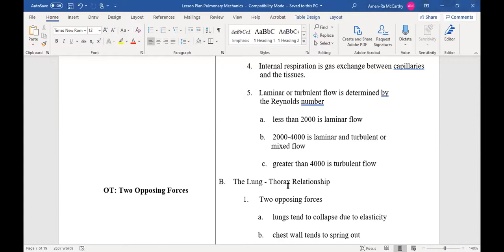Now, if I was to say Mr. Johnson's PFT showed he had a Reynolds number of 3,000, then what would you say his flow was? Mixed flow. Good. So that's how that works.